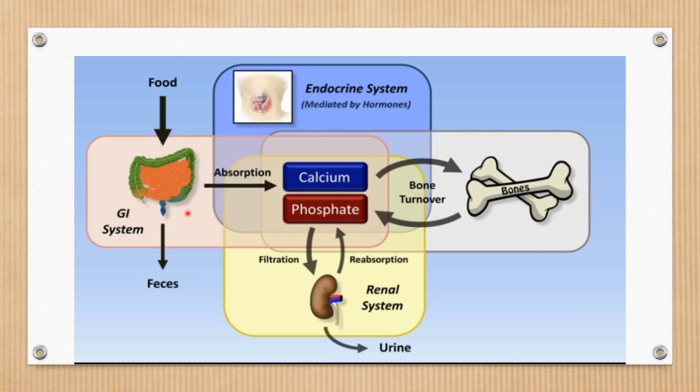The first one is the GI tract or gastrointestinal tract. The second is the endocrine system. The third one is the musculoskeletal system, also called bones, and the fourth one is the renal system or our kidneys. All these four systems work together in maintaining the normal level of calcium in our bloodstream.